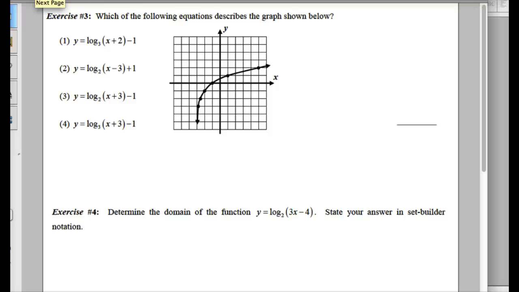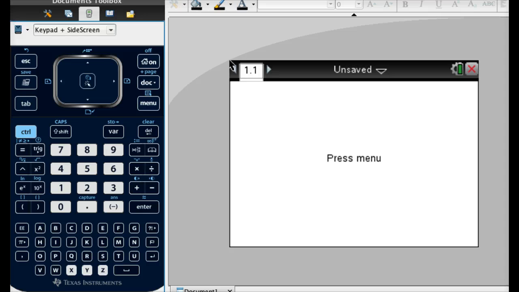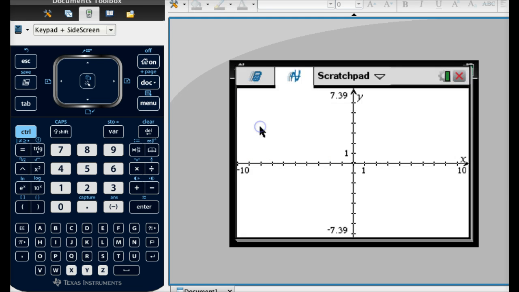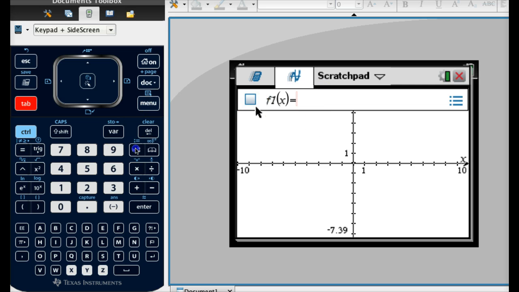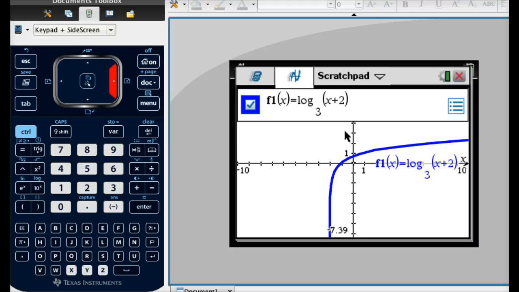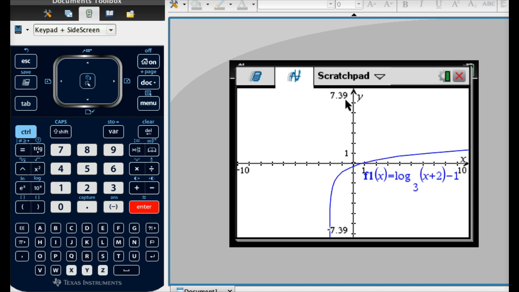Remember how to get the log of base 3. So for example, let me put my calculator up really quick here. I am at graph and I want to graph the first one. Remember, choose the log. I want to enter base 3. In the parentheses is x plus 2. Notice the -1 is outside. I'm not finished. -1 is outside, and then you hit enter.